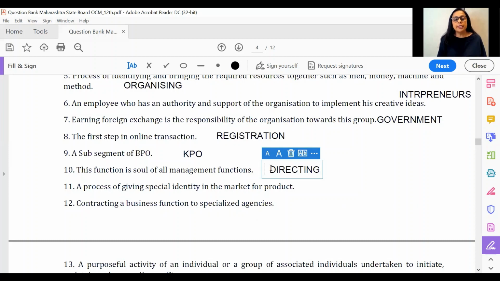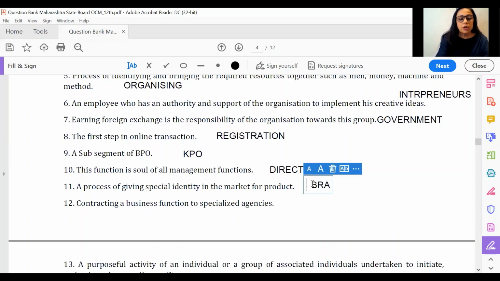The process of giving identity to the product. Here again, first identify the chapter that we're talking about. We're talking about the chapter of marketing, and the answer to this is nothing but branding. Once again, a very hot favorite with the board.